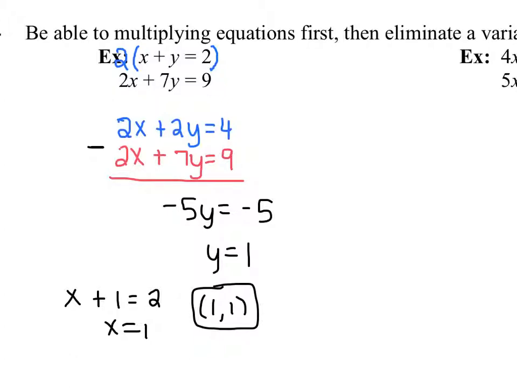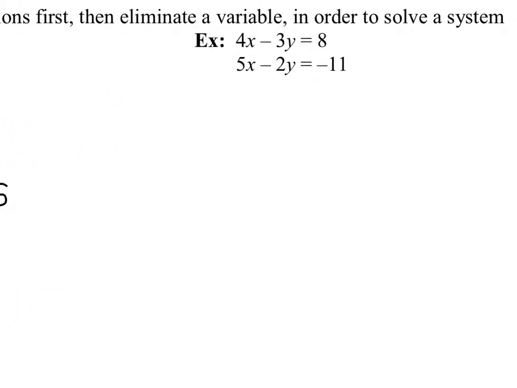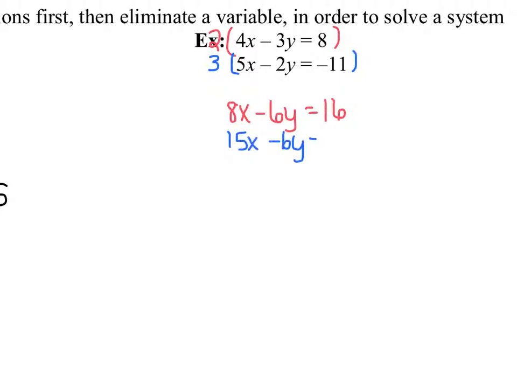On this example over here, you're looking for what's the smallest number you could either make the x's or the y's to match. So I can make the x's into 20s by multiplying by 5 and by 4, or I can make the y's into 6s by multiplying by 2 and 3. And since those are slightly smaller numbers, that's the one that I'm going to do. So I'm going to multiply the top equation by 2 to get 8x minus 6y equals 16. Remember, every single piece needs to get multiplied. And the bottom equation I'm going to multiply by 3, and I'm going to get 15x minus 6y equals negative 33.